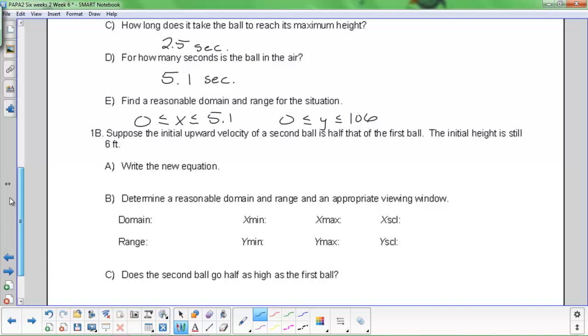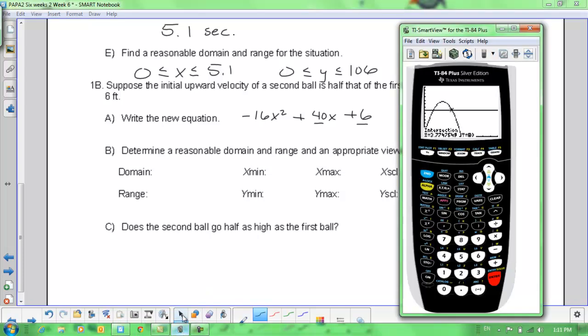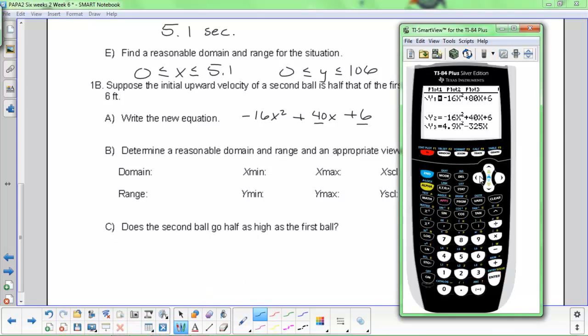Now what we're going to do is look at this problem slightly differently. Suppose the initial upward velocity of the second ball is half that of the first ball. The initial height is still 6 feet. Our new equation is going to be negative 16x squared plus 40x, which represents the initial velocity, plus 6, which represents the initial height. We're going to use that and compare it to our first equation.